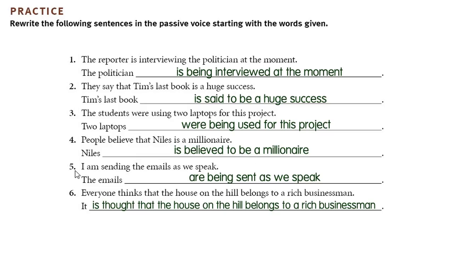Number 5. I am sending the emails as we speak. The emails are being sent as we speak. الآن لدينا مضارع مستمر حولناه إلى أيضا مبني للمجهول باستخدام are being sent. Number 6. Everyone thinks that the house on the hill belongs to a rich businessman. It is thought that the house on the hill belongs to a rich businessman. الآن think حولناها إلى thought that.